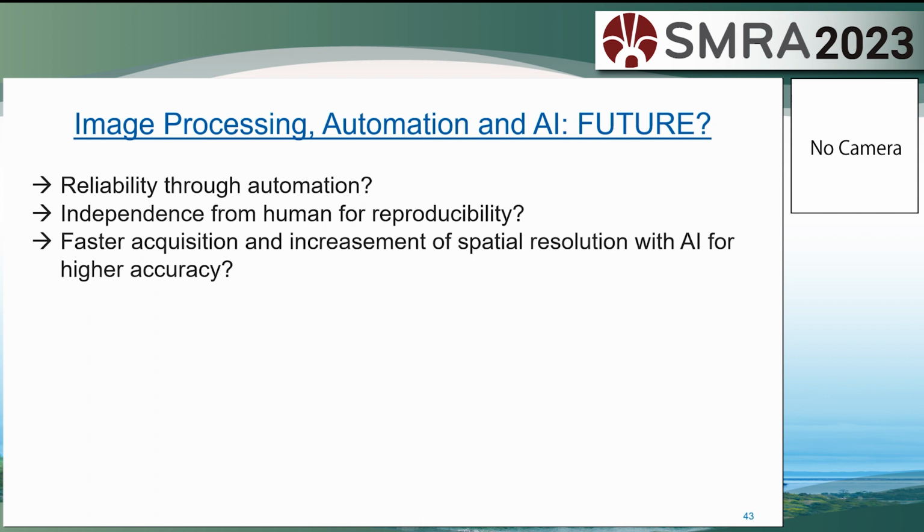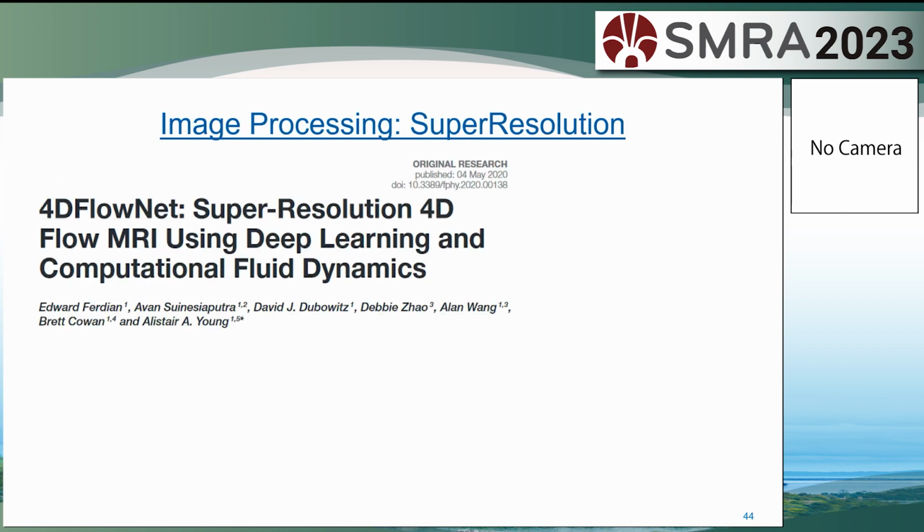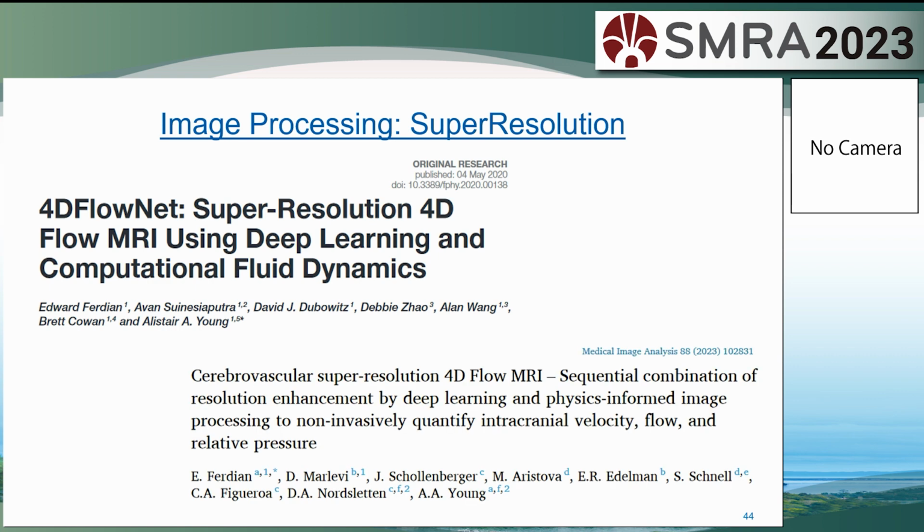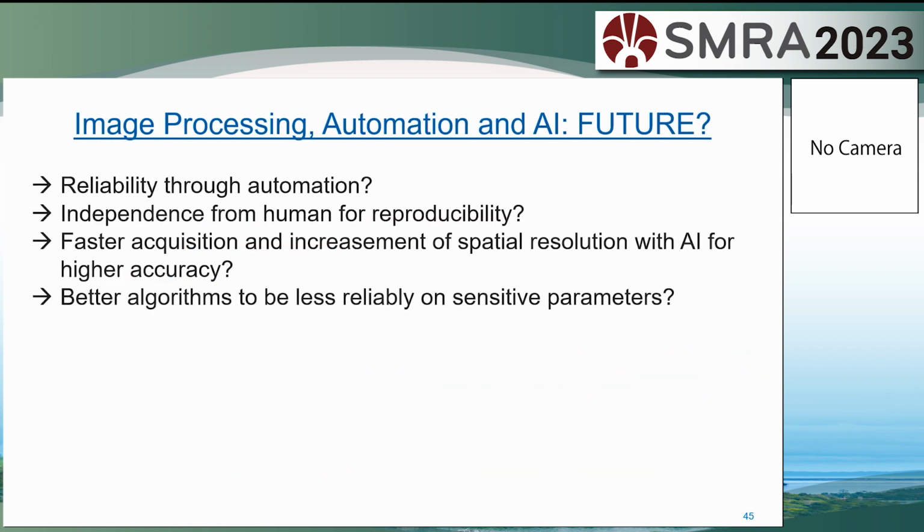Or we could use AI to increase our spatial resolution, so we potentially can acquire our data much faster with low resolution, and then apply an AI algorithm to increase the spatial resolution or to get to higher quantitative accuracy. This was shown by Edward Ferdian in the chest as well as in the brain.